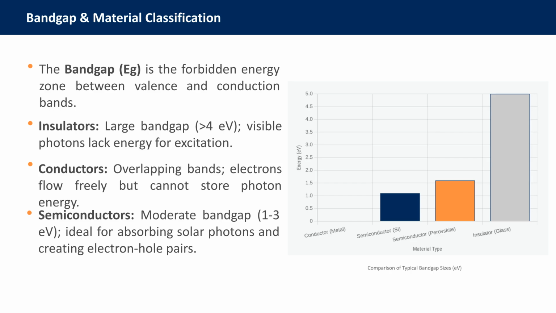When an incident photon from our solar spectrum strikes the crystal, and its energy is greater than or equal to the band gap, the photon is absorbed. Its energy excites an electron from the valence band into the conduction band, leaving behind a positively charged void called a hole. This creation of an electron-hole pair is the fundamental origin of all photovoltaic power.